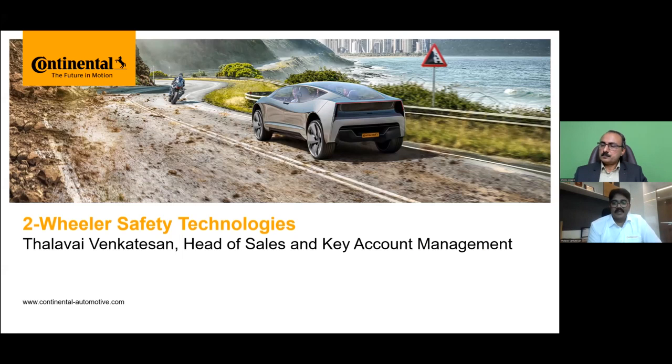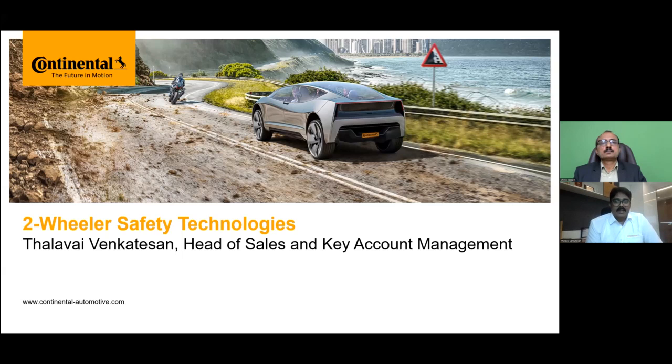I'll share my screen. Please let me know if you're able to see that. Yes, it's visible now. All right. You're able to see my full screen mode, I guess, right? Yes. All right.